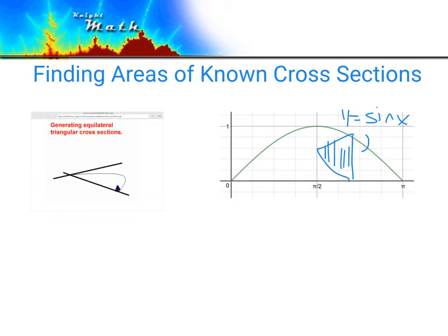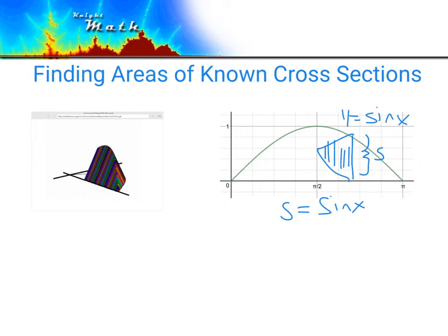Now, we would like to know S. Well, in this case, S is pretty straightforward. It's just the sine of x. All right, nothing fancy. We're not subtracting two graphs here. Pretty straightforward, okay? If we had two graphs like we did in the first one, we'd have to subtract them.